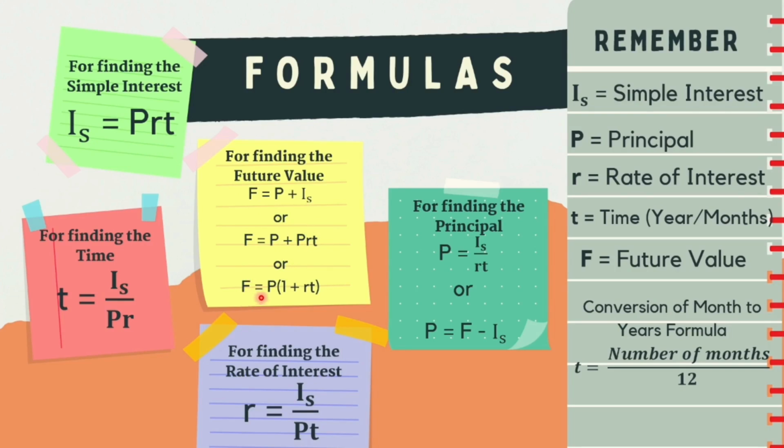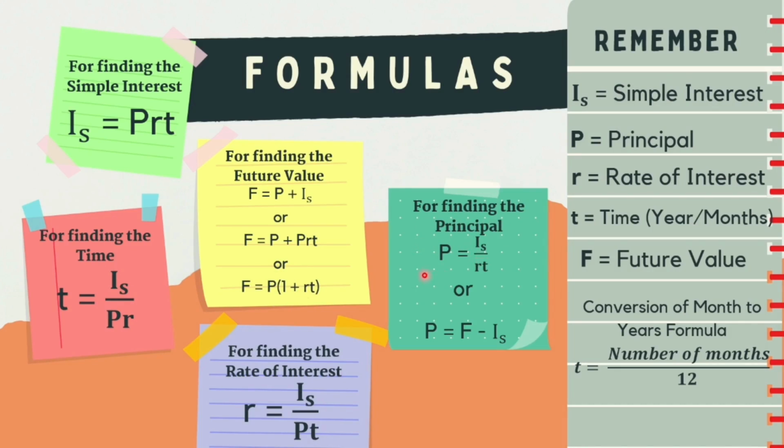And the last but not the least, we have here future value is equal to principal times the sum of 1 plus the product of rate times time, or F is equal to P times (1 plus RT). Don't forget the parenthesis.